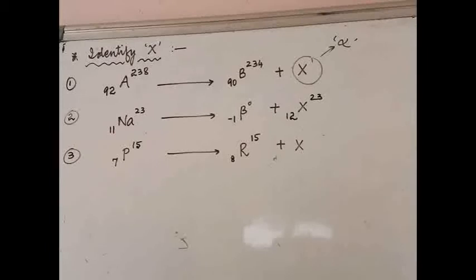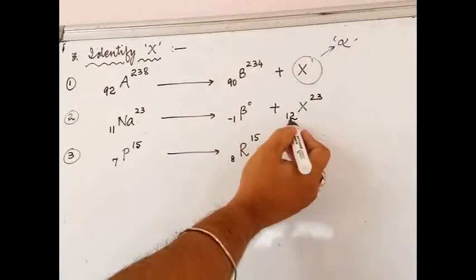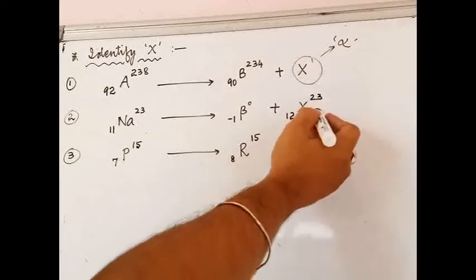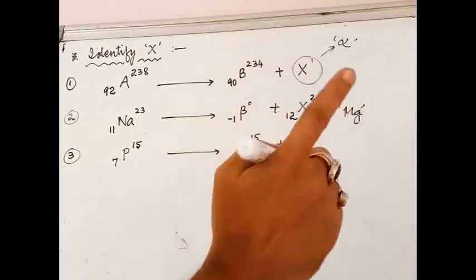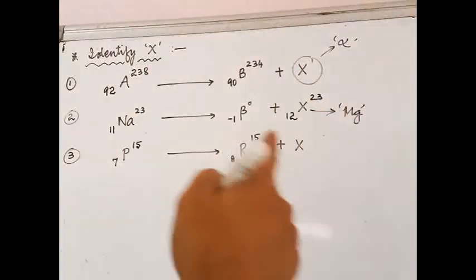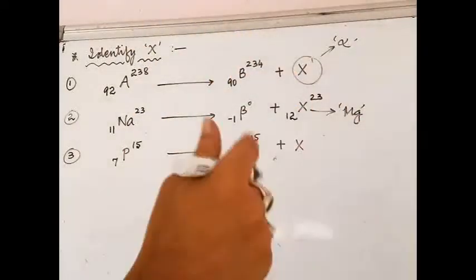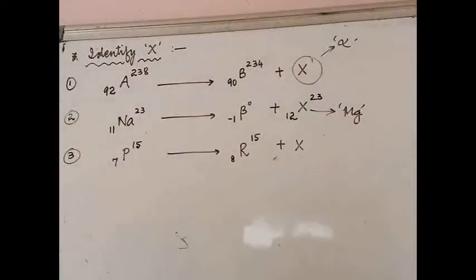Can somebody tell me what this X is going to be? Magnesium. How do you find that out? Have a look at this. This is the atomic number. So X becomes magnesium. Obviously this is not 12Mg24 magnesium. This is 12Mg23 magnesium, which is also an isotope of magnesium.